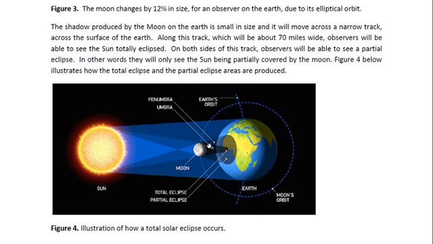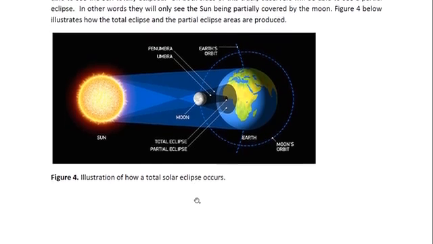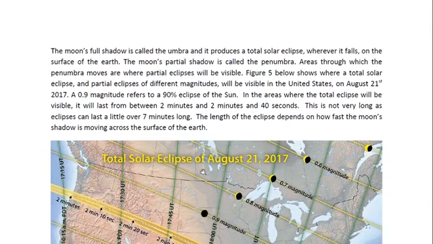Now this shadow, the complete shadow of the moon, is called the umbra, and the partial shadow in this region is called the penumbra. So this is how we get these eclipses. Now, eclipses last up to 7 minutes, but the one we are supposed to get on the 21st of August will last between 2 minutes and 2 minutes and 40 seconds.